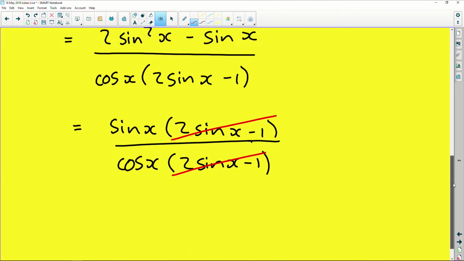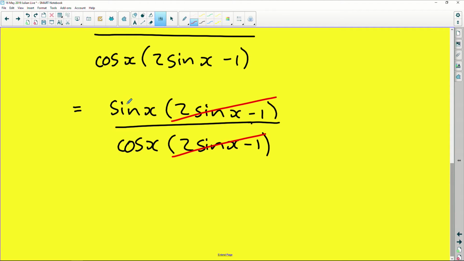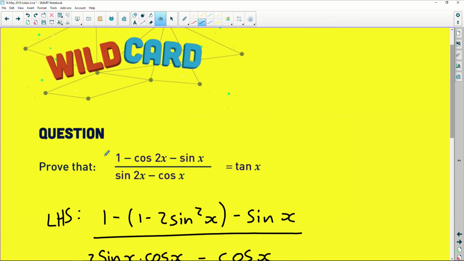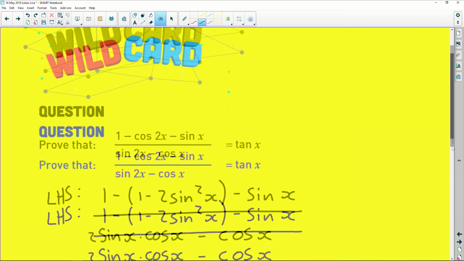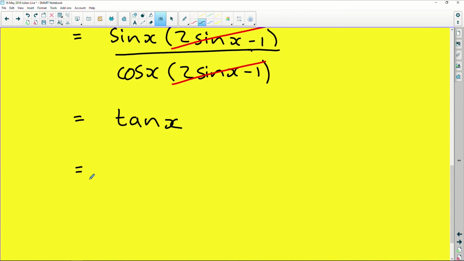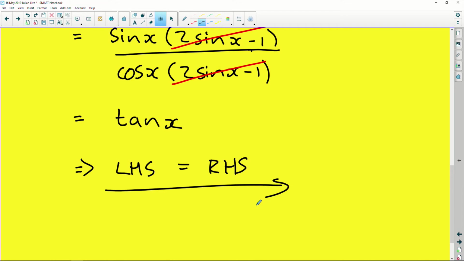So if we carry on, guys, there's another identity over here, sine x divided by cos x. And this is going to then be equal to tan of x. And if we go up to the top over here, we have that my whole formula is equal to tan of x. So that means that my left-hand side is equal to my right-hand side, and that is proven.